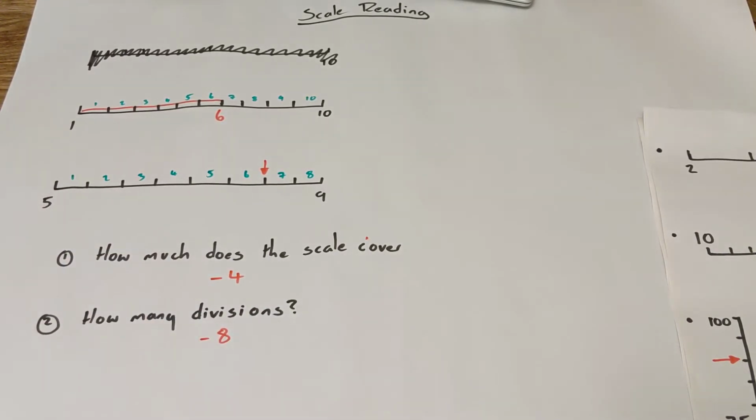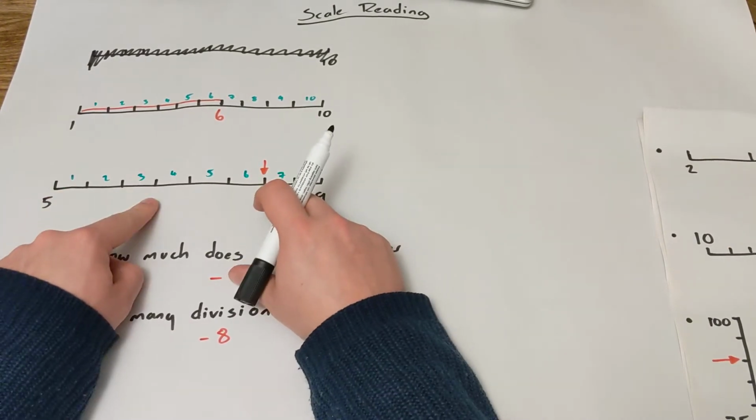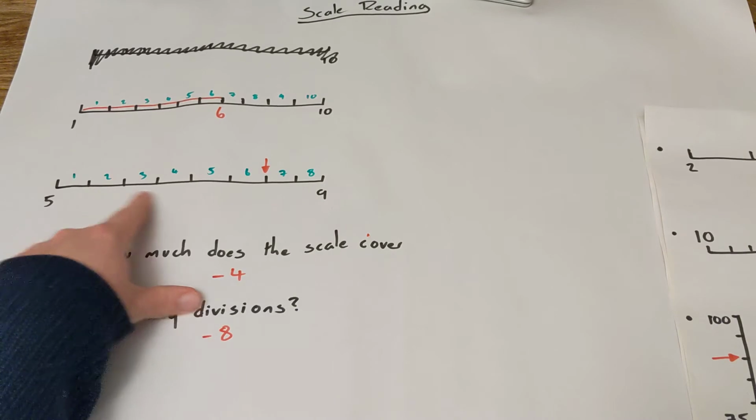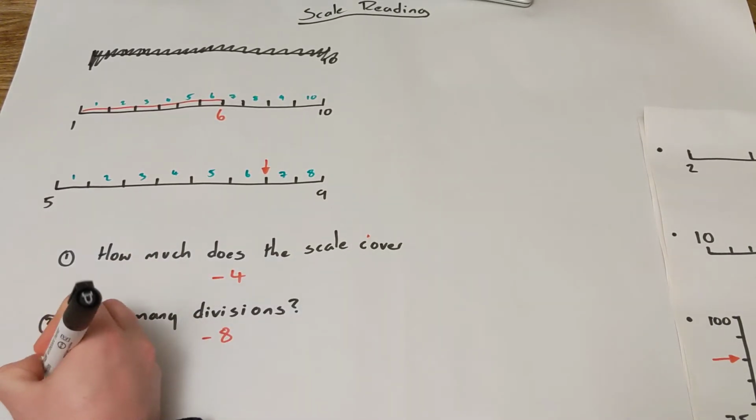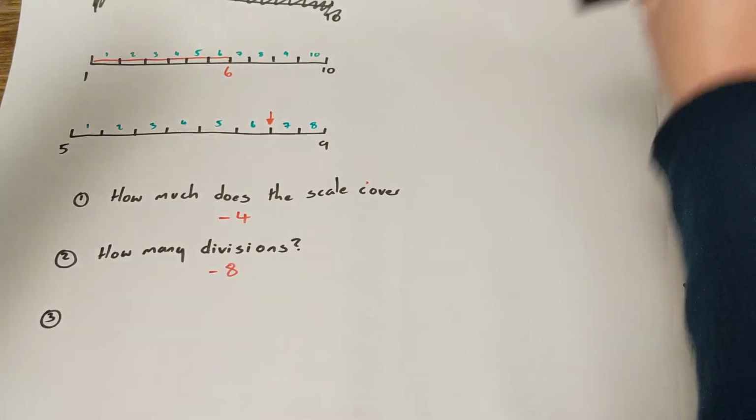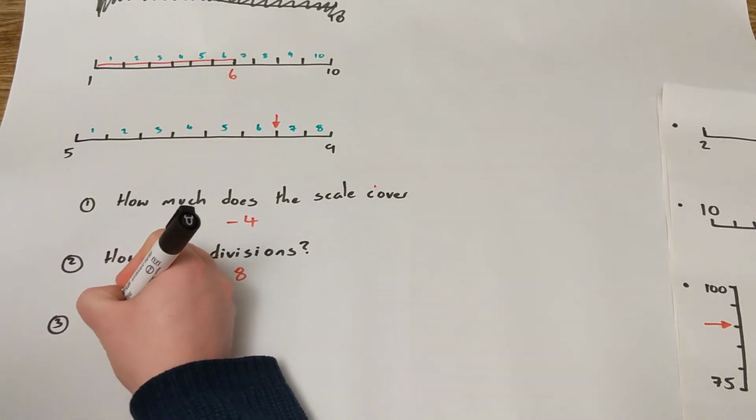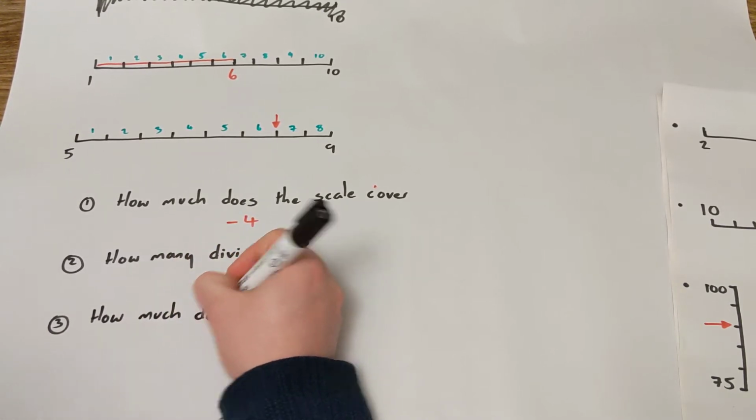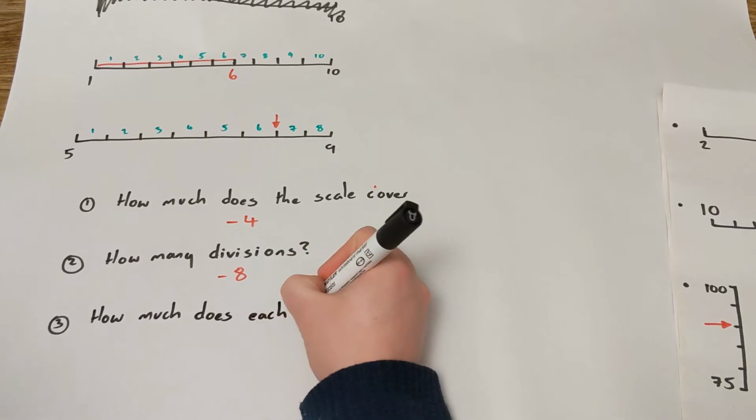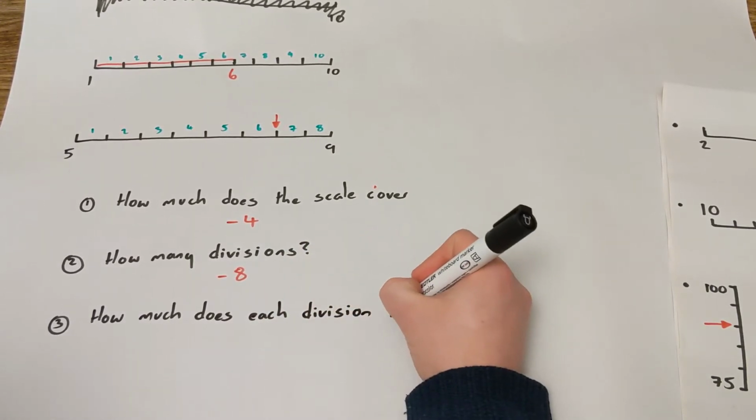And so, we know it's going from 5 to 9, and we know it's split up into 8 little bits. So we need to work out how much each bit represents. So that's our next step. Sorry, I'm just going to move all this up out of the way a little bit. So, how much does each division represent?